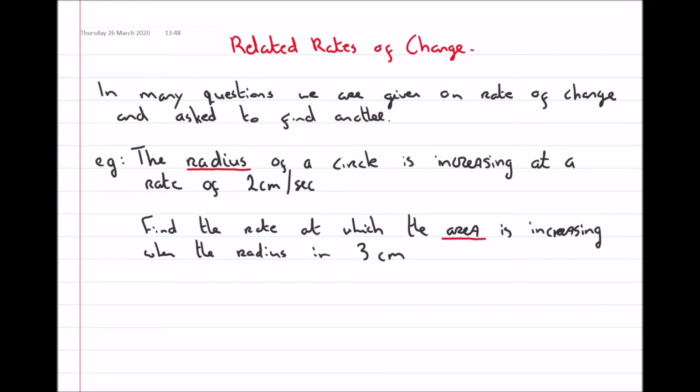If we look at this question, it says, for example, the radius of a circle is increasing at a rate of 2 centimeters per second. So we're given one rate of change. One rate of change is 2 centimeters per second. Find the rate at which the area is increasing. So we're given one rate of change, the radius, which is 2 centimeters per second. We're asked to find another rate of change, the area. We'll come back to that.